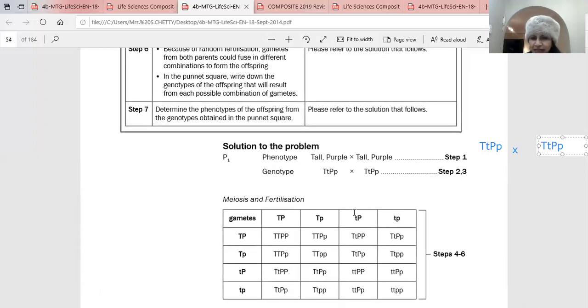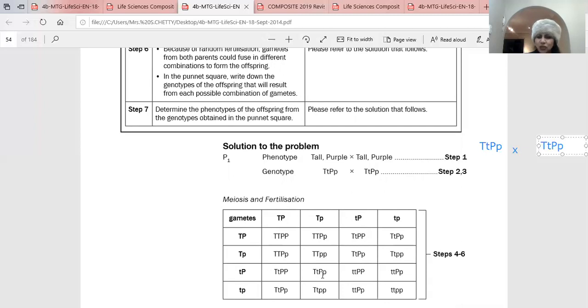Put it on one side there, and put the identical gametes on the other side. Then you do as we did before. If that gamete met that gamete, this is what you'd have. If that met that, that is what you'd have. If that met that, that is what you'd have. And if that met that, that is what you'd have.